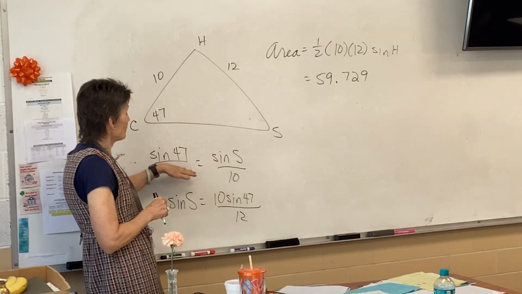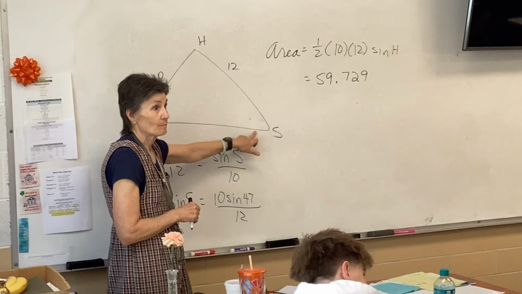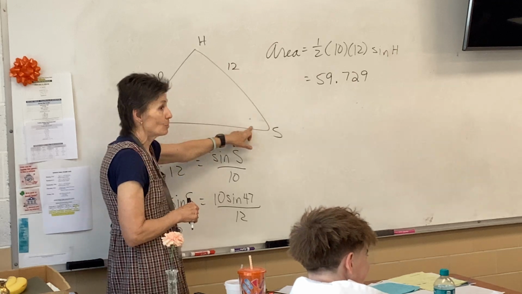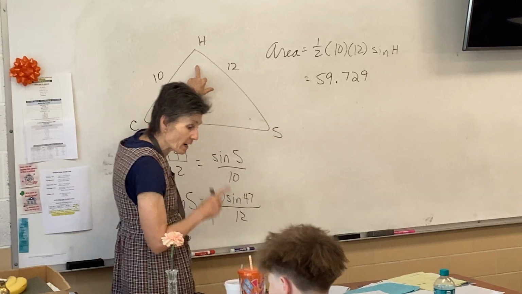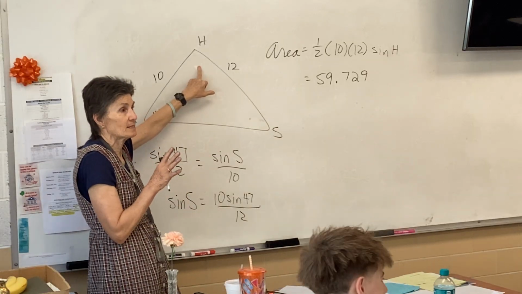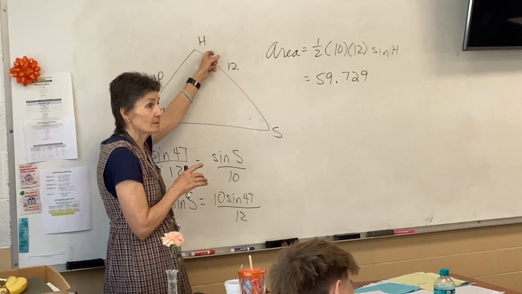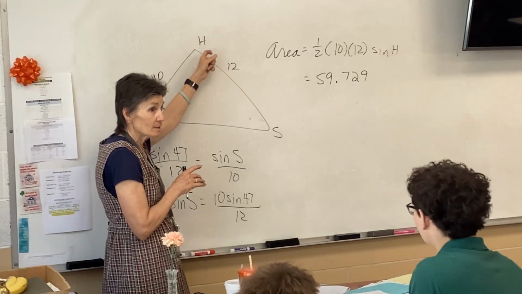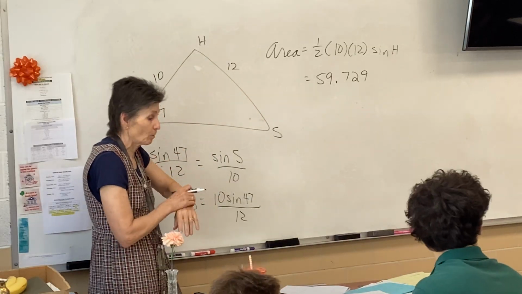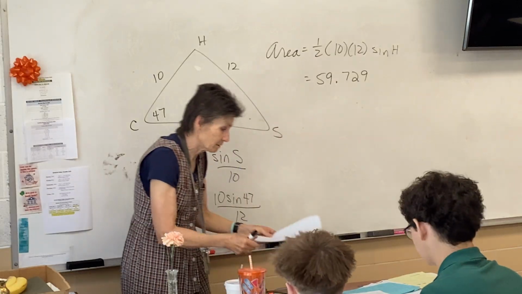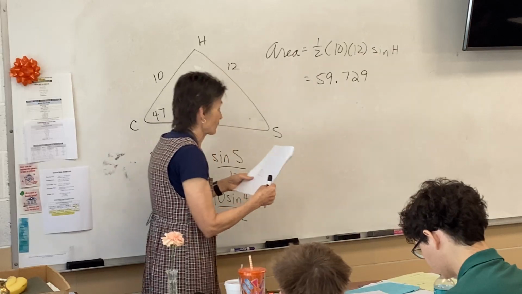Oh, you use a different base? So what I did was I found angle S and then added those and subtracted from 180 to get H. So H was like 95 point something degrees. Then one half side, side, side. Right? So did someone else besides me get 59.729? Yeah. All right, we need to look quickly at the one that I skipped.